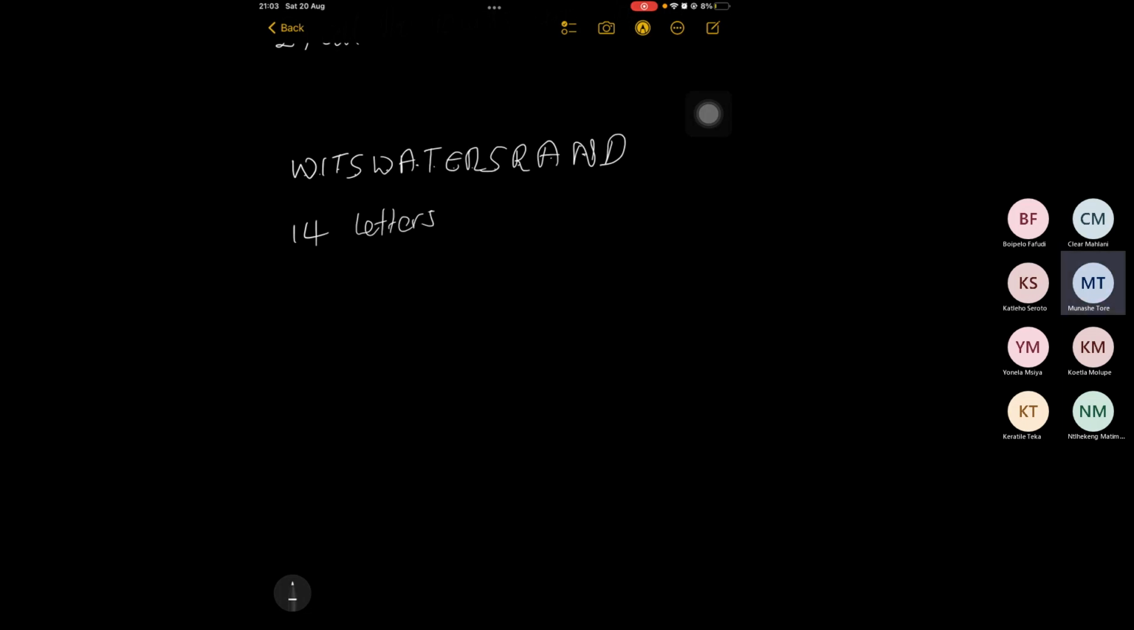So of the 14, how many are repeating? I think it's W, which is 2. Then we have T, which is 2 also. Then we have A, which is 2. Then we have an S, which is 2. Then I, it's gonna be 1. T, we already have it.